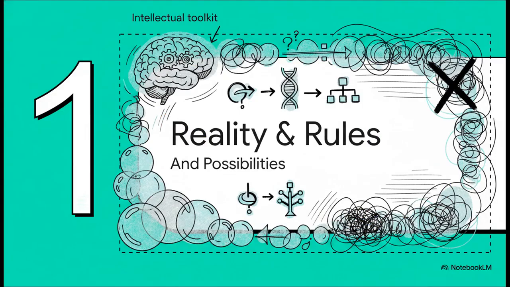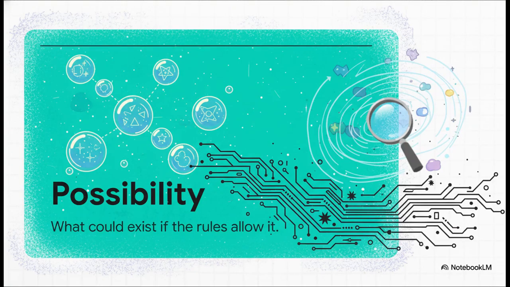So let's move on to our first main area: reality, rules, and possibilities. We're going to open up our intellectual toolkit here, because if we want to understand the multiverse without getting totally lost in science fiction, we absolutely have to separate these three concepts. Blending them together, that's honestly where like 90% of the public confusion comes from. Okay, so here they are. First, reality. This is simply what exists. Second, rules. This is how that reality behaves. And third, possibilities. What could exist if the rules allow it?